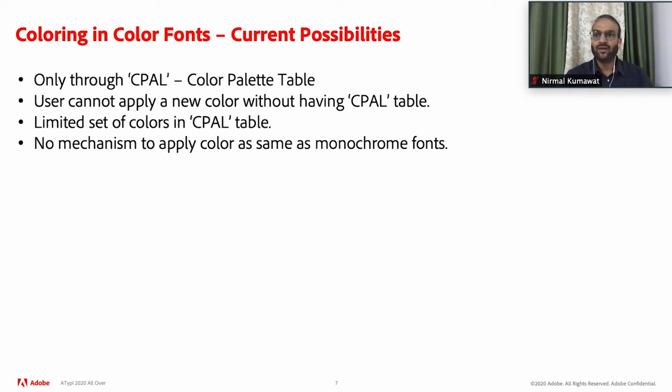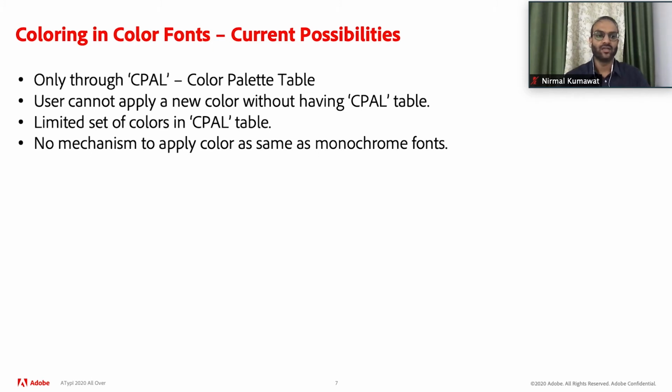So what are the current possibilities that we have today for coloring color fonts? Let me tell you, there is no direct mechanism to change the color of color fonts the same as monochrome fonts. For vector-based SVG color fonts, the OpenType specification provides a table CPAL, which is known as the Color Palette table, which has color palette entries designed by a font designer. An end user cannot change the color of a color font without having a CPAL table.